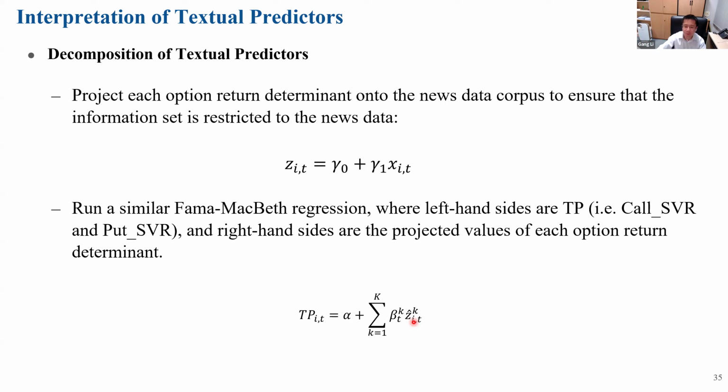Then we run the Fama-MacBeth regression to check how those option return determinants can span or explain our textual predictor. So on the left-hand side, it's not option return. It is the textual predictors, let's say call SVR or put SVR.